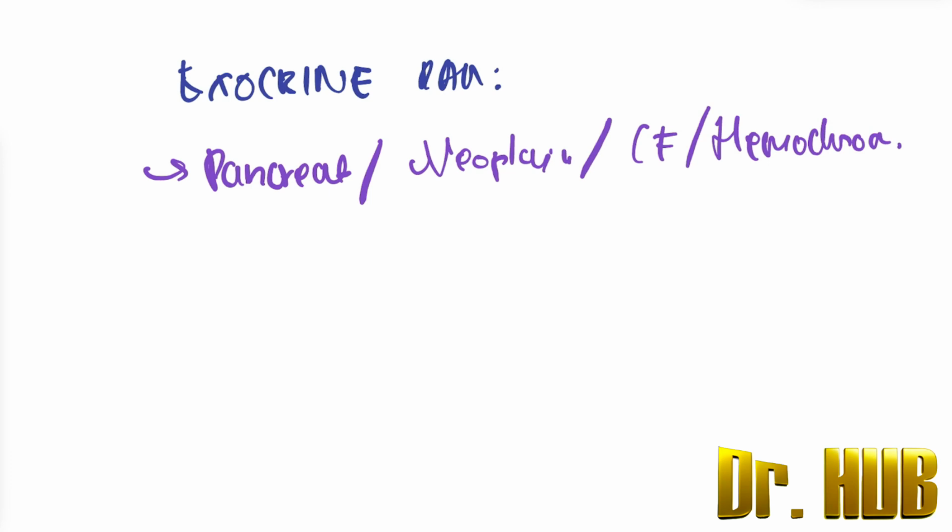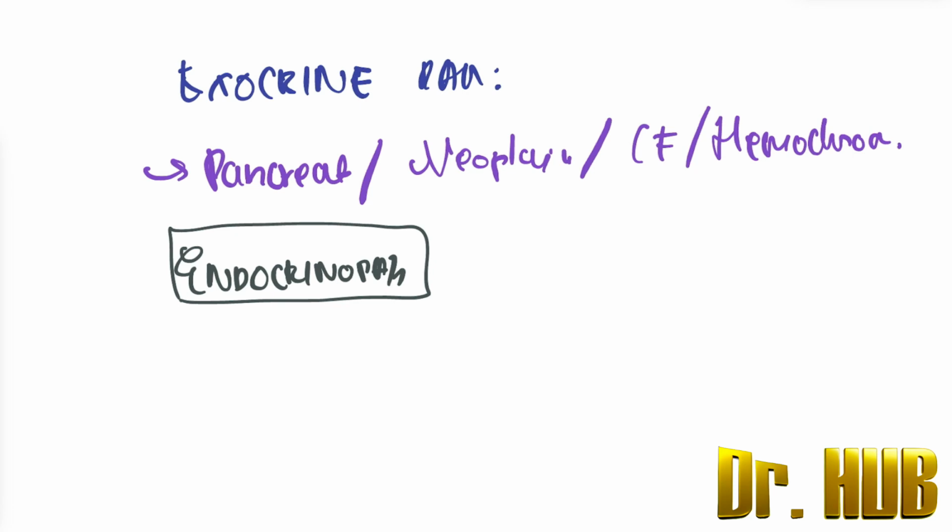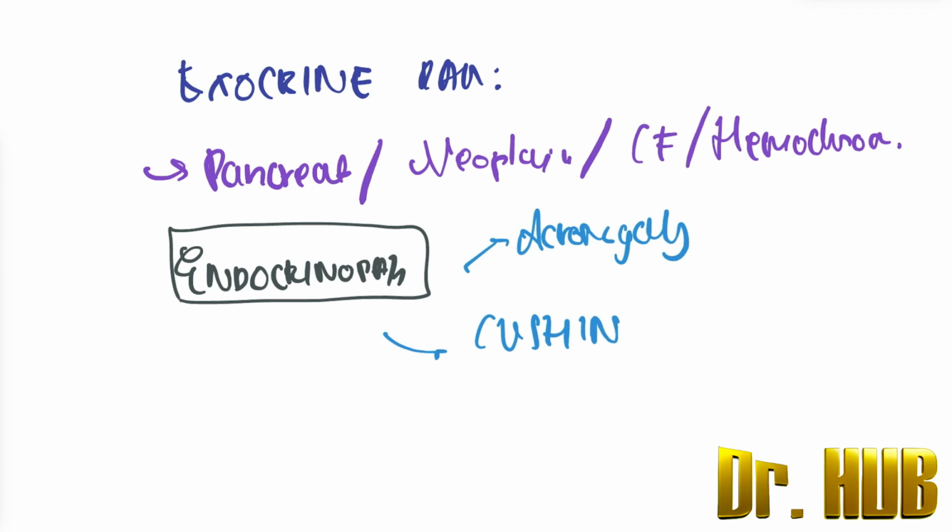Then we look at the endocrinopathies. Under the endocrinopathies, there is acromegaly, then Cushing syndrome. Next, there is also glucagonoma, then pheochromocytoma, as well as hyperthyroidism.